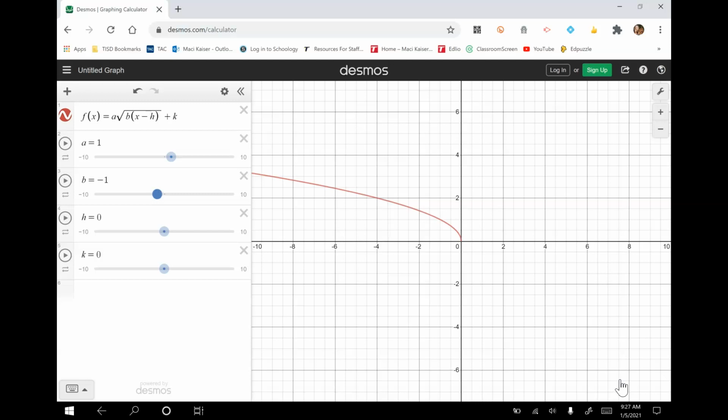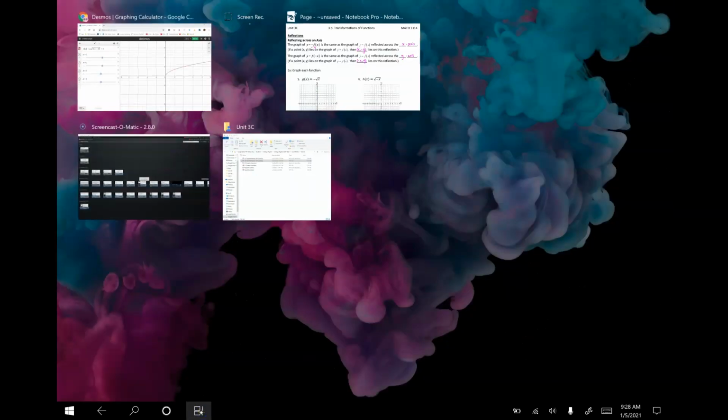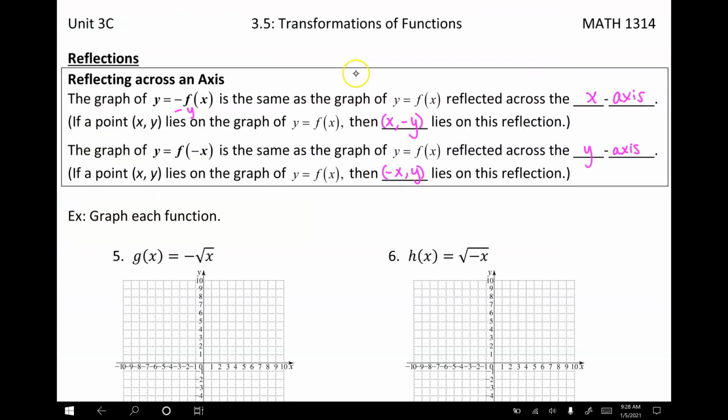So notice that each x value just becomes the negative of its original x value, and the y values remain the same. So for example, we've got the point (-4, 2) here. If I move it back, I have (4, 2). Y value stays 2. x value goes from 4 to -4. Awesome. All right, let's look at some examples in our notes.